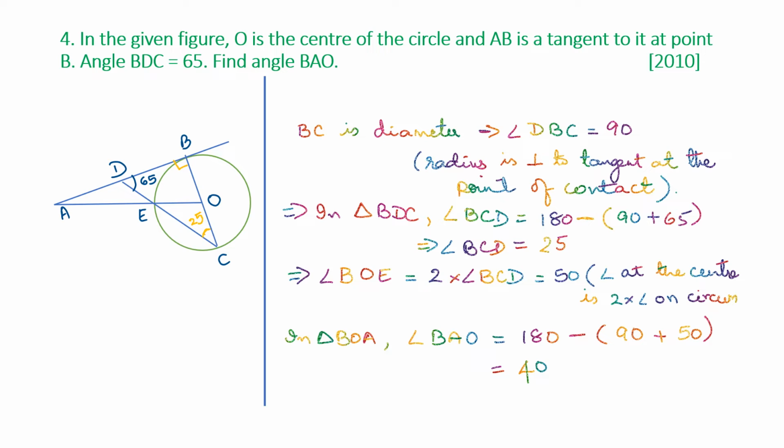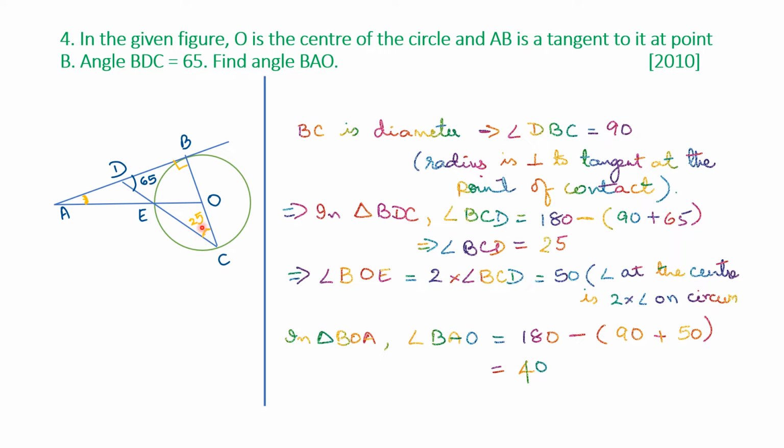Now we have been asked what is angle BAO. That means this angle. We have been asked what is angle BAO. So in this triangle you observe I have one angle. I can find out this. If I can find out this angle, I can find out this angle. So how do I find out this angle?